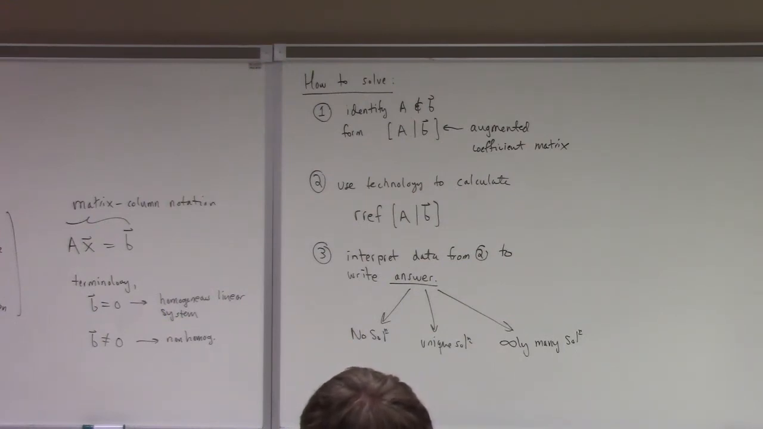You can already see these 3 possibilities if you think about the 2-dimensional case. What are 2 equations and 2 unknowns?